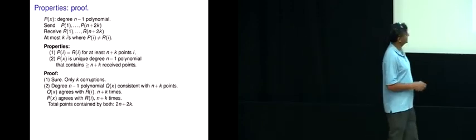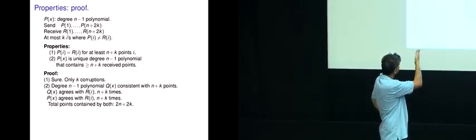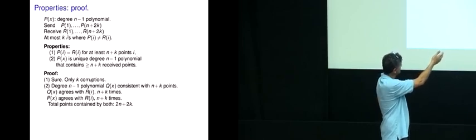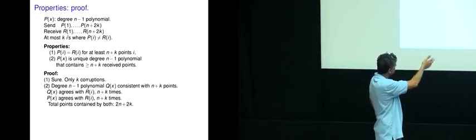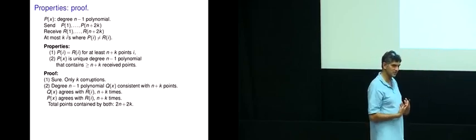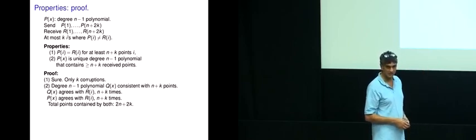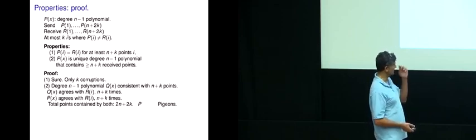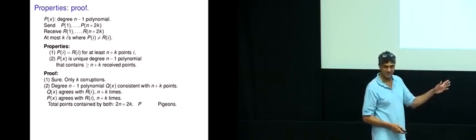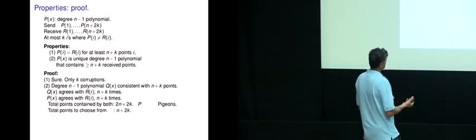Okay. So now I'm going to count how many agreements there are total. Well, Q of x agrees with R of i n plus k times. P of x agrees with R of i n plus k times. So the total number of agreements, or points that are contained by both of the polynomials, is 2n plus 2k. Right? I'm just adding it up. Okay? So I'm going to call those pigeons. Now, how many points can they agree on?